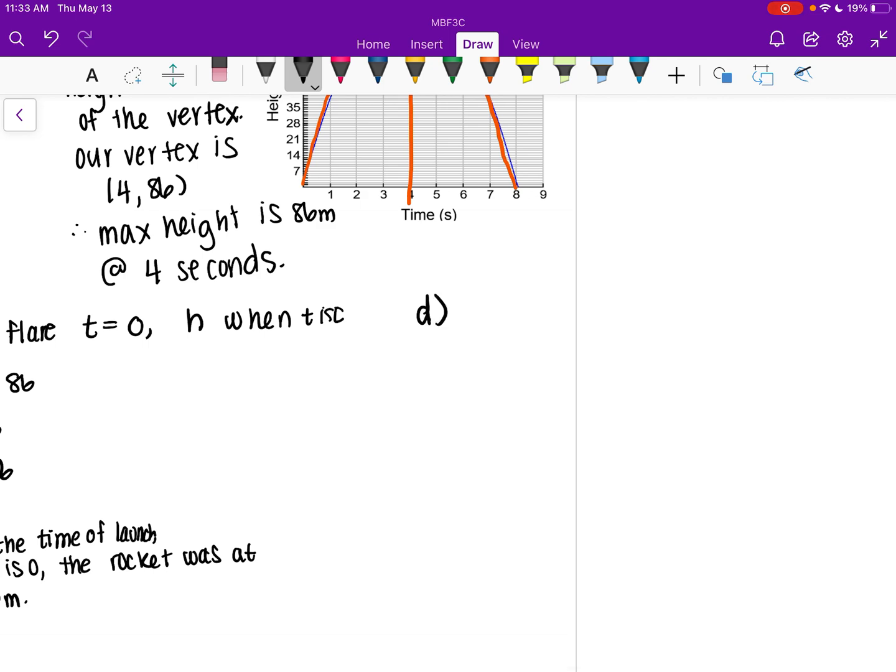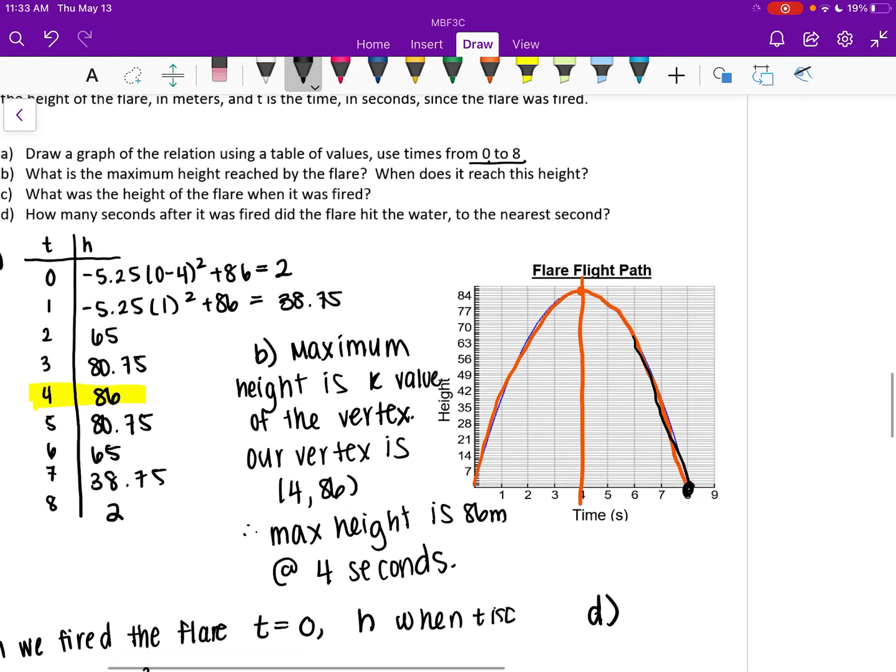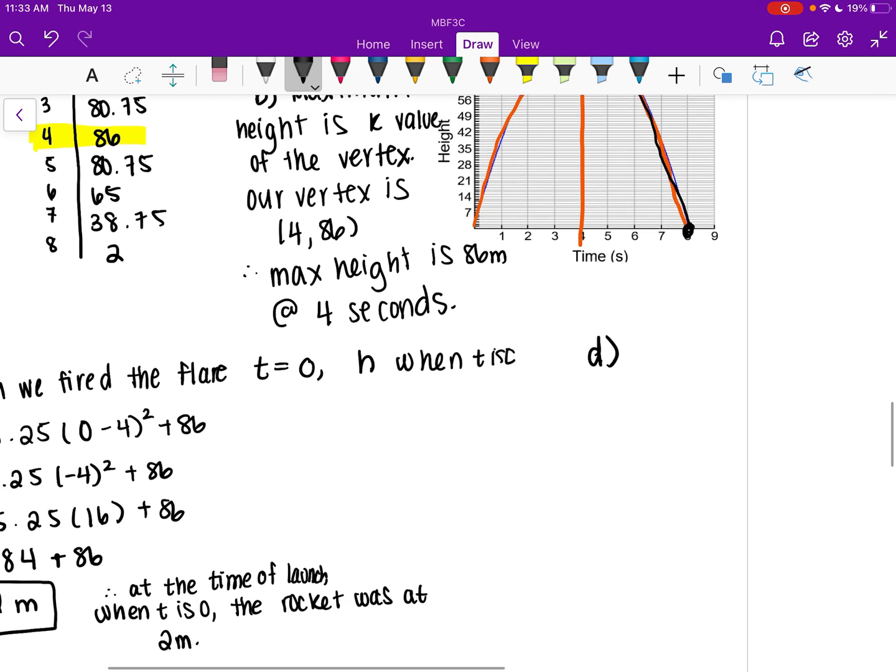Where it says, after how many seconds after it was fired did the flare hit the water? So now I'm going, okay, it went up, it went up, it went up. It reached its maximum height. It's coming back down, it's coming back down, right? At what point does it hit the ground? And it's still going, it's going past this point. So let's figure that out. At what point did it hit the water, to the nearest second?